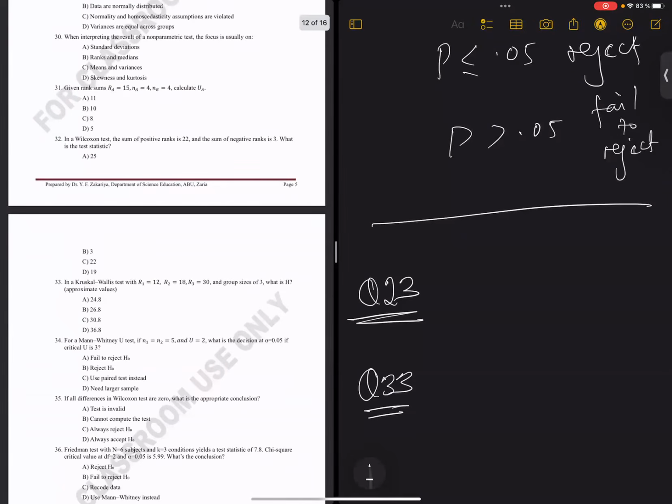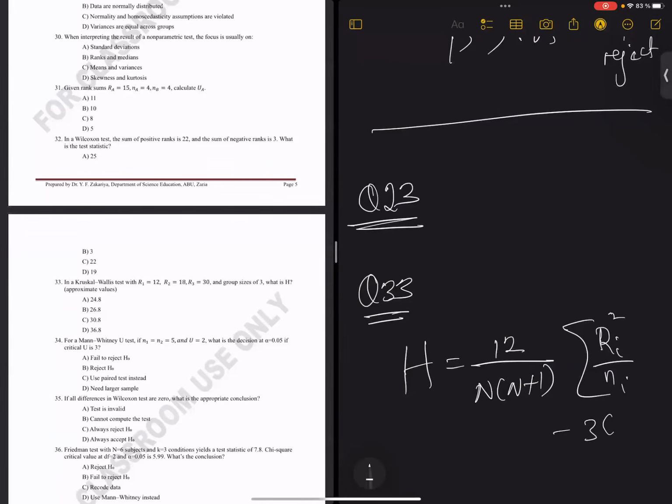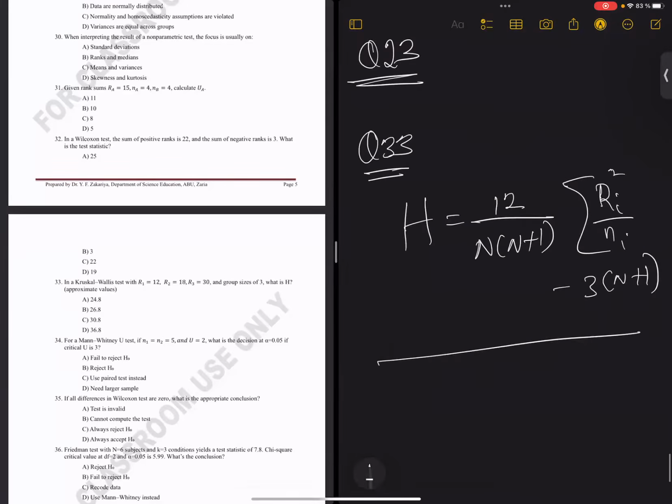Question 33 says, if Kruskal-Wallis test with R1 equals 12, R2 equals 18, R3 equals 30, and a group size of 3, what is H? In a Kruskal-Wallis test, H is given by this formula. Please, you are the one to complete this. H is given by 12 over n into n plus 1, where n is the number of subjects, times the sum of Ri squared over ni, minus 3 into n plus 1. I think this is the formula. Please, you can confirm.